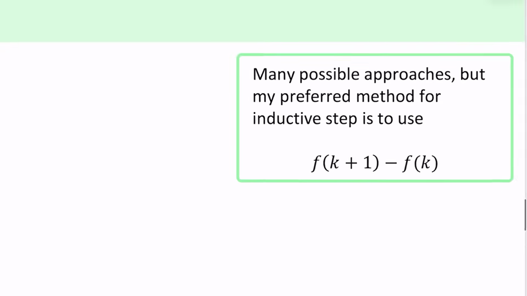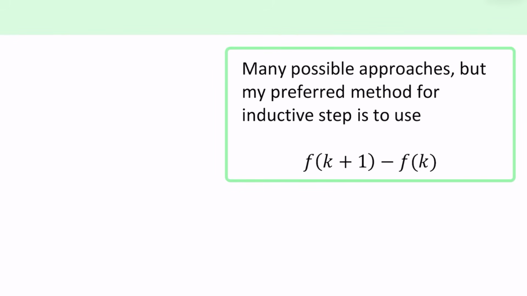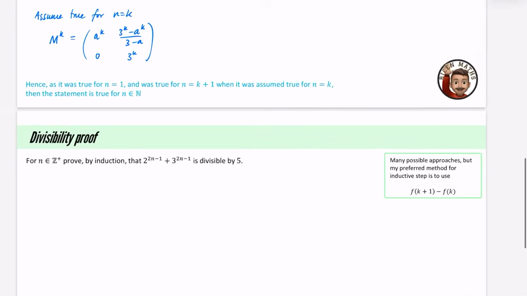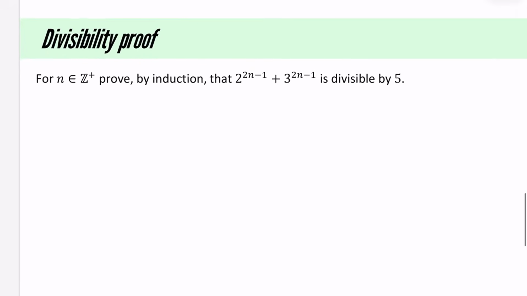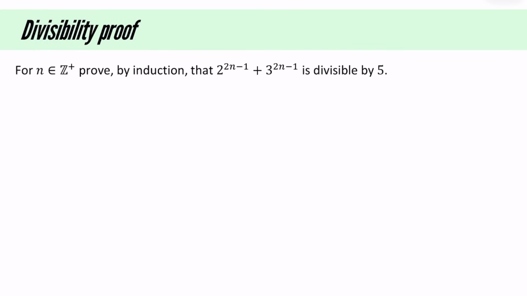Now, there are many possible approaches to these, but my personal preferred method for the inductive step is to use this. If you've never been taught this, then just keep doing what you do. You should still end up with the same conclusions that I do. However, this is the way that I like to do this in my videos and my teaching. So you'll see me using this inductive step when I go through this, okay? So I'm going to prove for n as a member of the positive integers. This means positive integers. We're going to prove that this thing is divisible by 5 that we've got here.